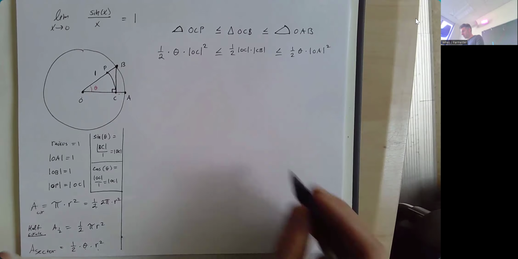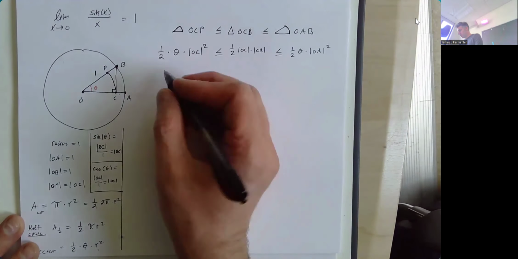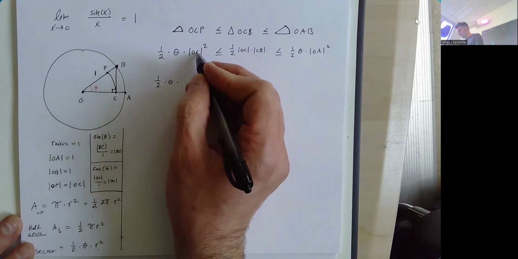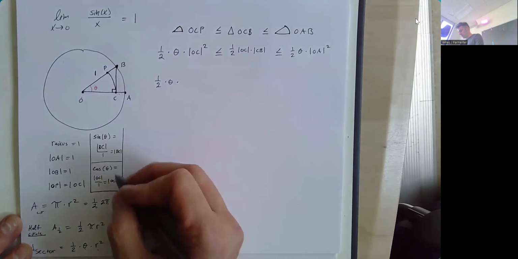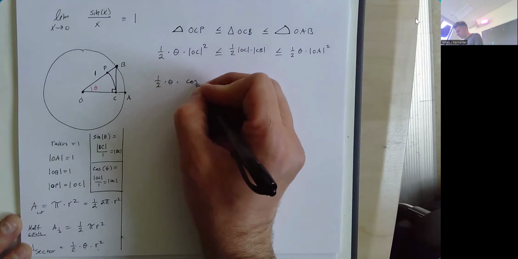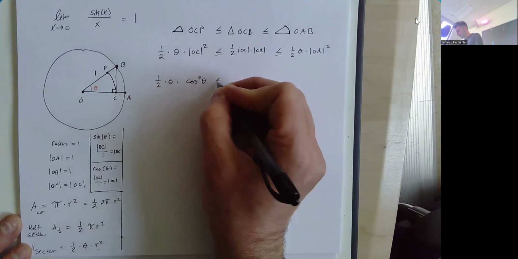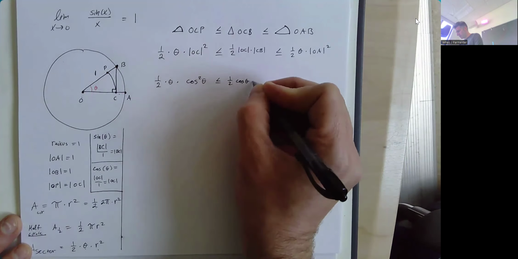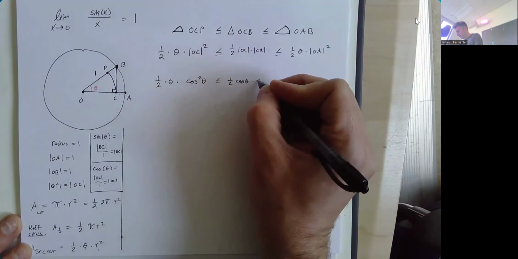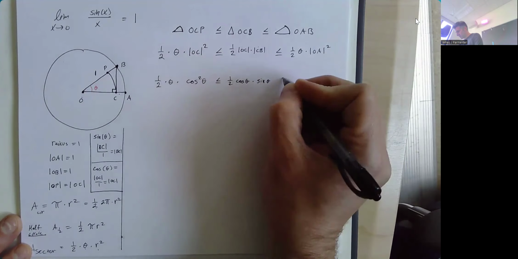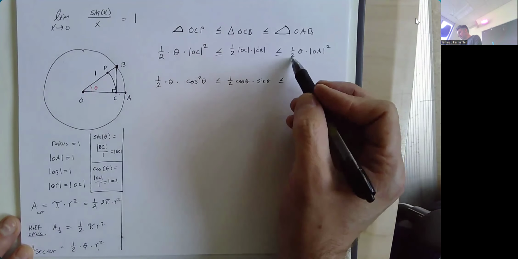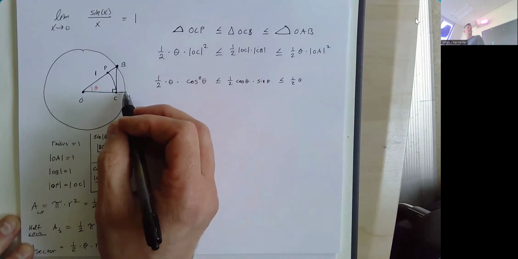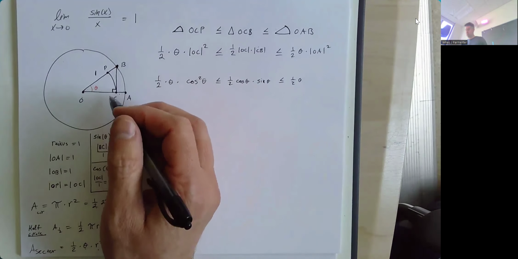All right, so we're going to rewrite this. We're going to have 1/2 times theta times OC squared, which is cosine squared, less than or equal to 1/2 times OC, which is cosine of theta, times CB, which is sine of theta, less than or equal to 1/2 times theta times OA, which is 1, because we said this circle had a radius of 1.